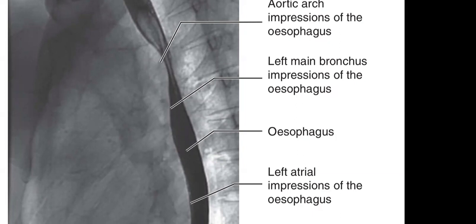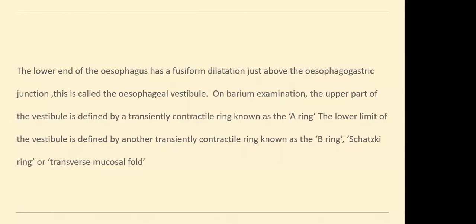The lower end of the esophagus has a fusiform dilatation just above the esophagogastric junction. This is called the esophageal vestibule. On barium examination, the upper part of the vestibule is defined by a transiently contractile ring known as the A ring, and the lower limit of the vestibule is defined by another ring known as the B ring, or transverse mucosal fold.